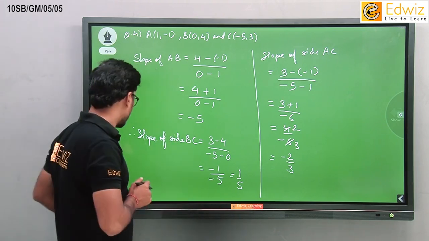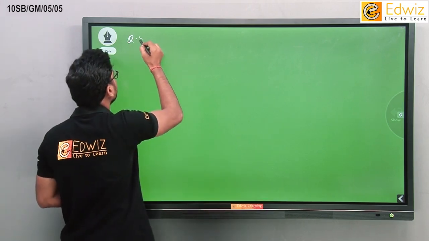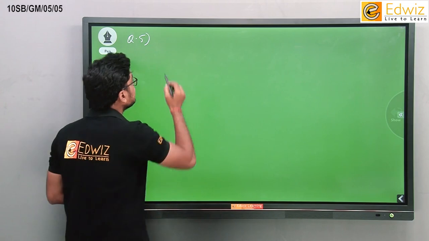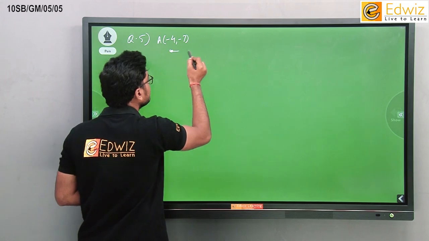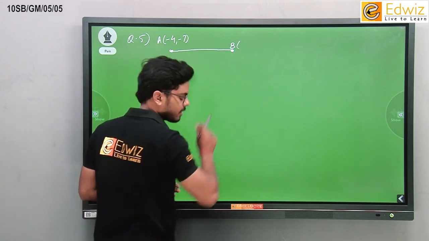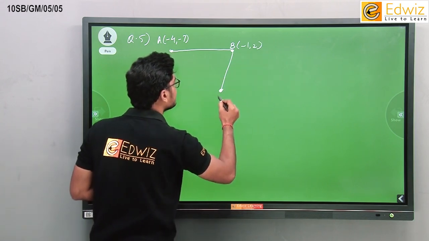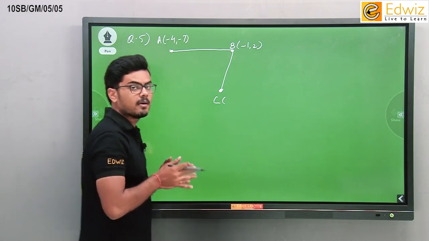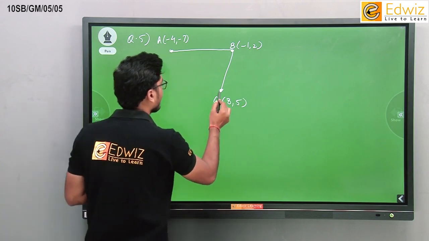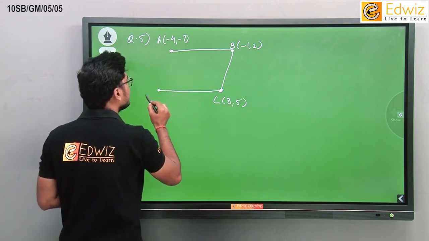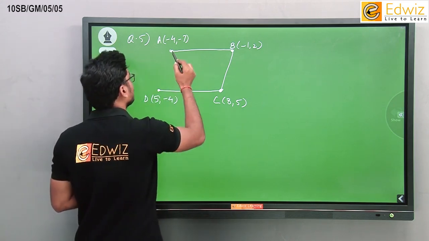So let us do that. Question number 5. Okay, there are 4 vertices given to you. Point A is (-4, -7). Let us say this is the point. This is point B, (-1, 2). Okay, suppose this is point C. Now this is just a rough diagram. I'm not saying at the outset that this is a parallelogram. Point C is (8, 5). Okay, and this is point D, (5, -4).